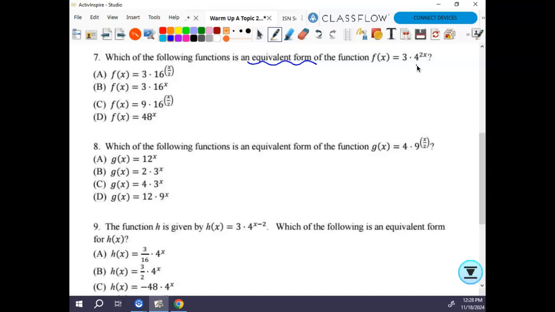So instead, I can make this into 3 times 4 squared to the x power. That gives me 3 times 16 to the x power, which is b, okay? Which is general form, but again, they're not all necessarily always in general form. We're good on that? All right, I'm going to give you a couple minutes. I want you to do the next two.